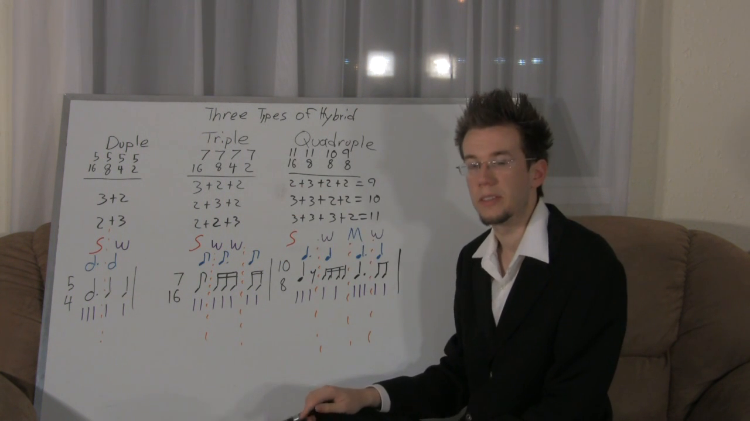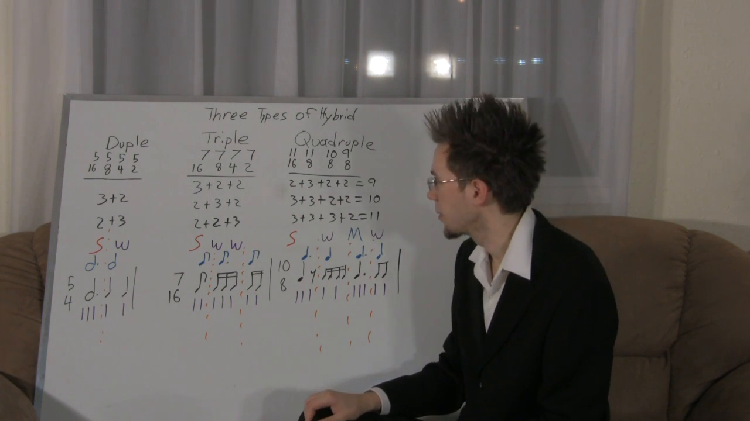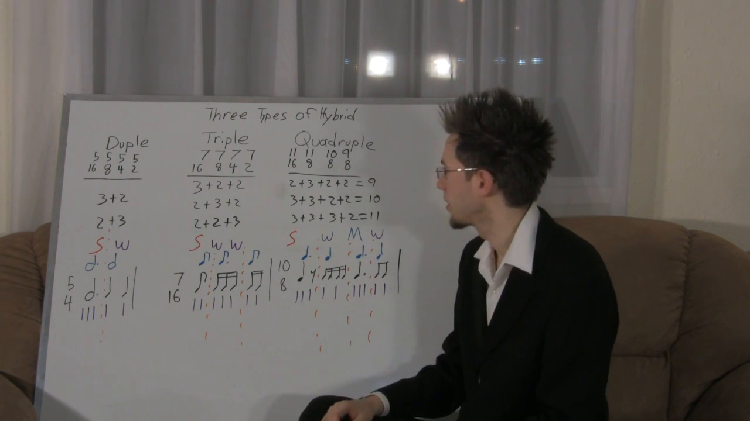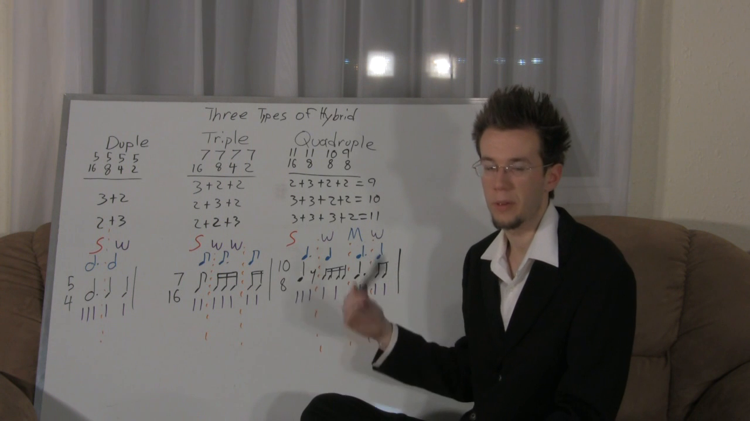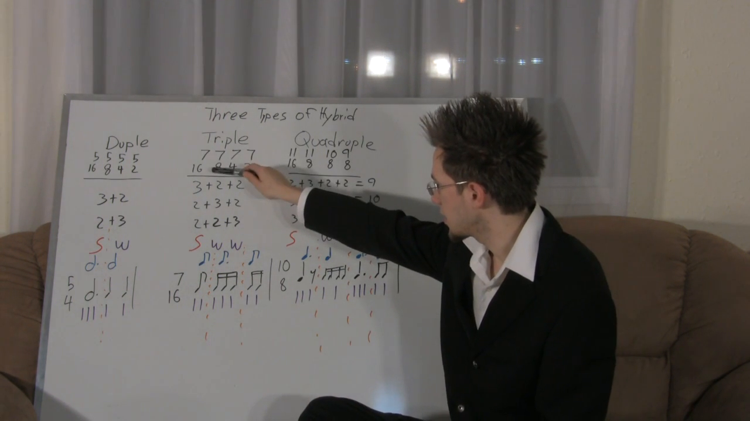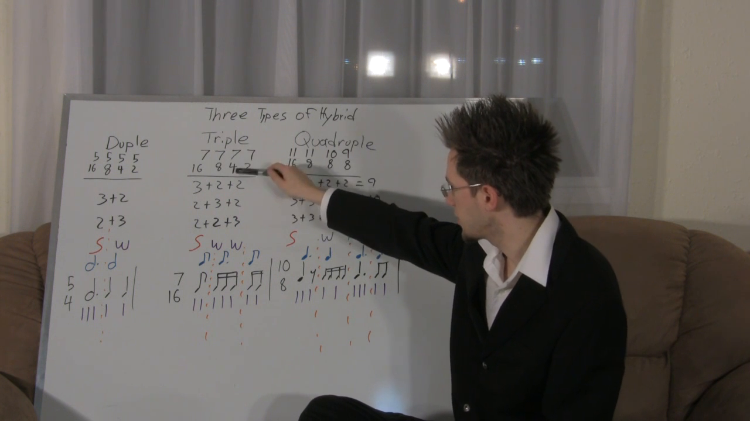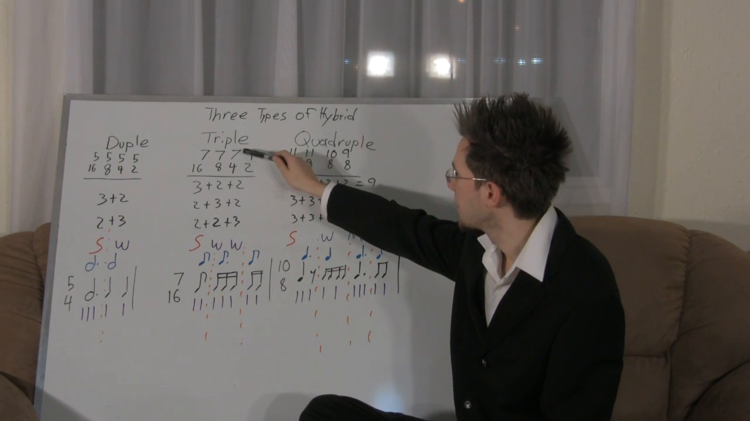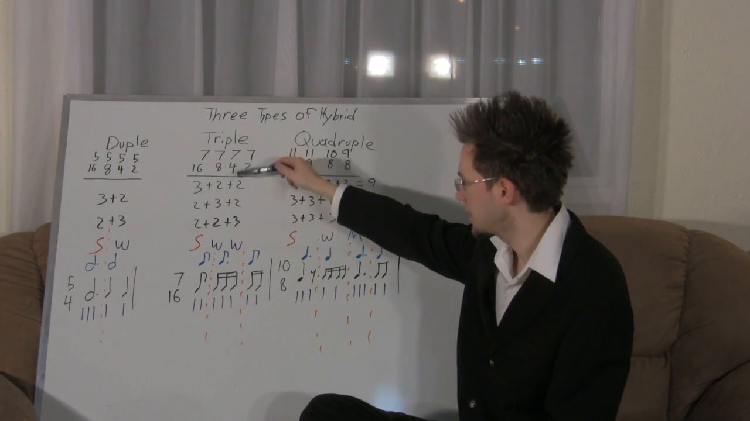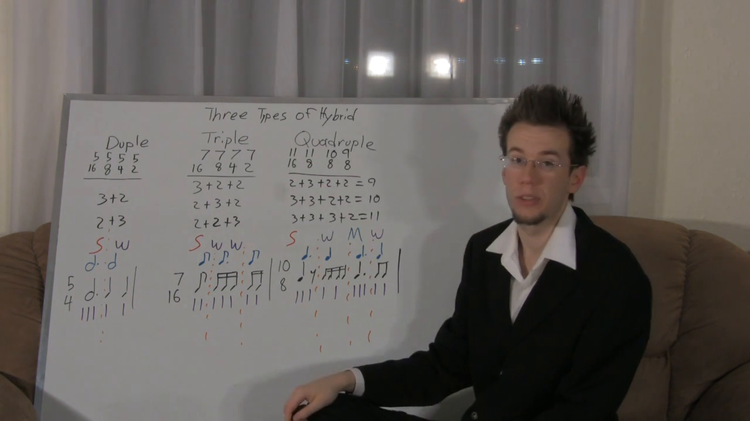Triple uses sevens, okay? Because we're going to use 1 3 and 2 2s, okay? Just, again, this example is what I want you guys to learn. Okay, so here, 7 16, 7 8, 7 4 and 7 2. So 7 16, 7 8, 7 4 and 7 2.